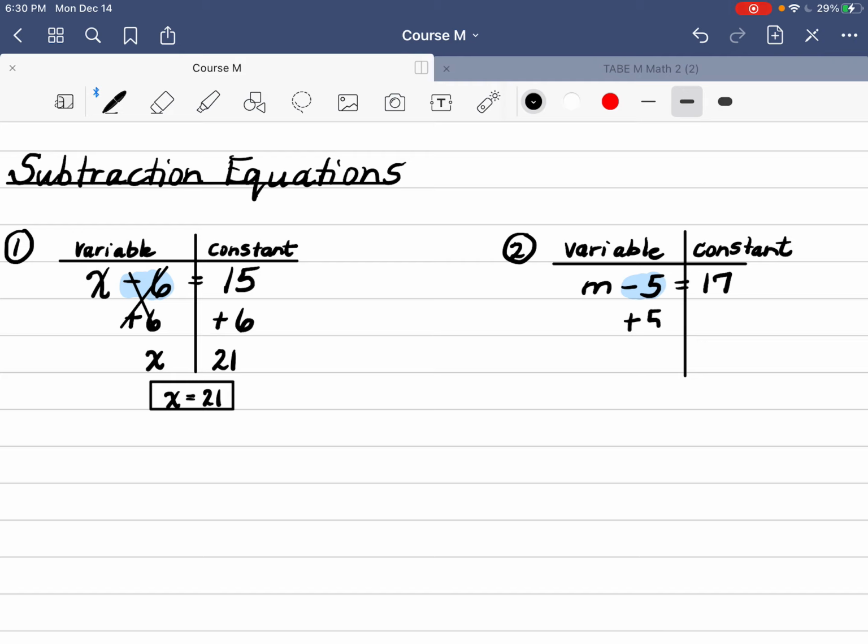Move with the inverse. Cancel, copy, and standardize. Say those steps to yourself in your head, and you'll master this.